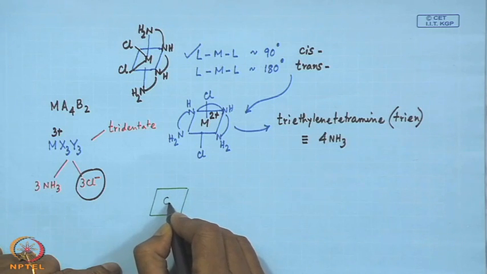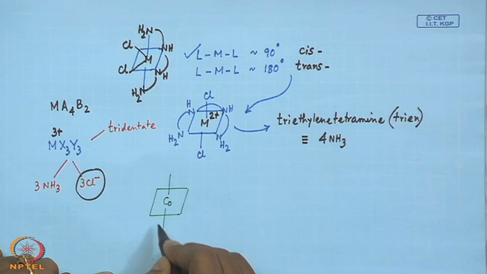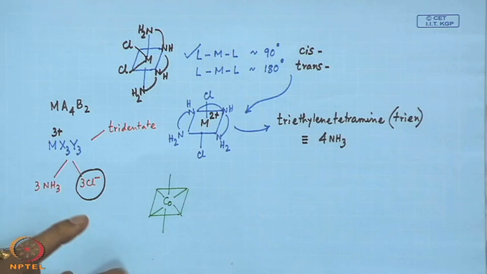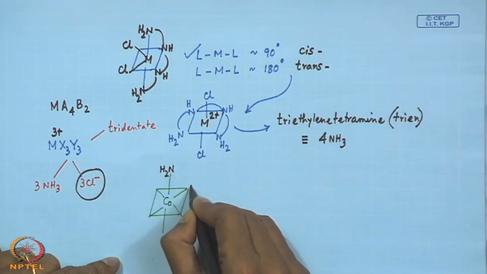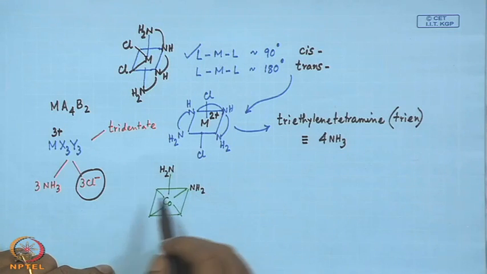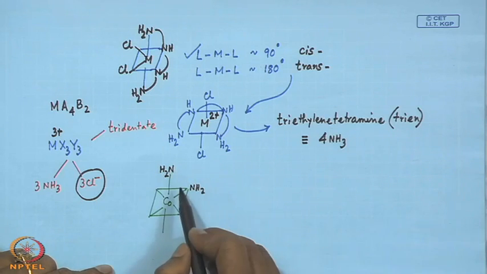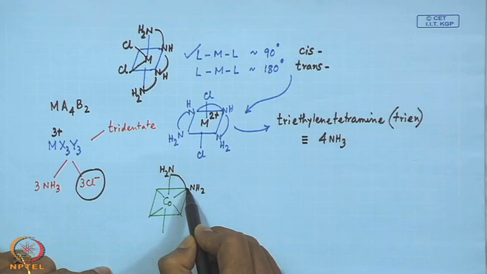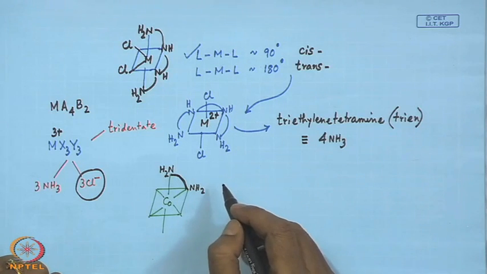Similarly, if we have the cobalt center, which is going to form 6 bonds, and we have the ethylene diamine, this is coming from above the square plane and this is the backside of that particular plane, that means the plane of the paper. So, we have this arrangement, that means one binding of this NH2 group.